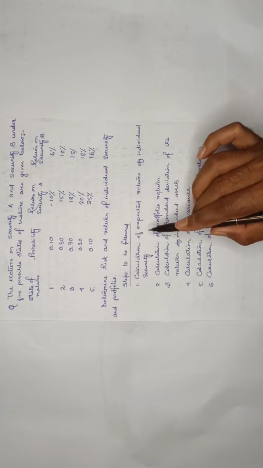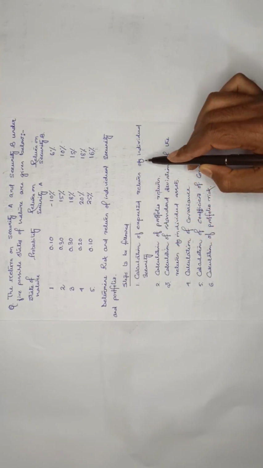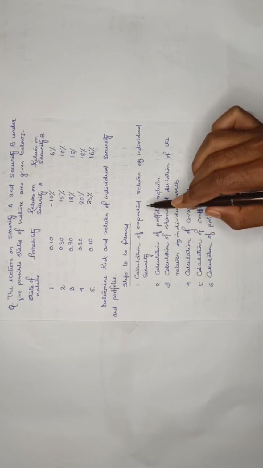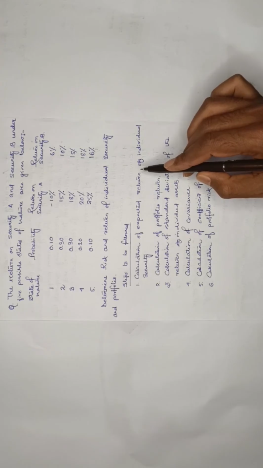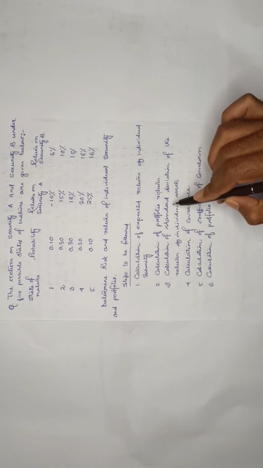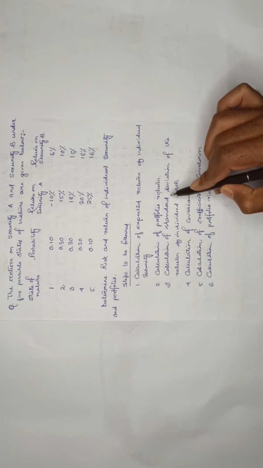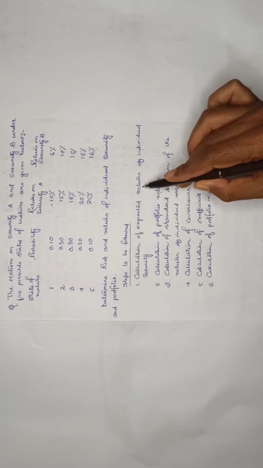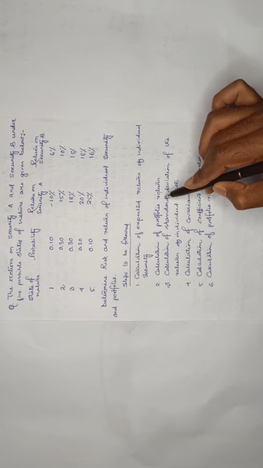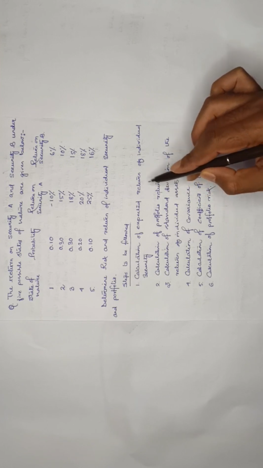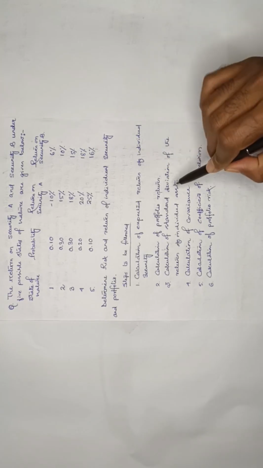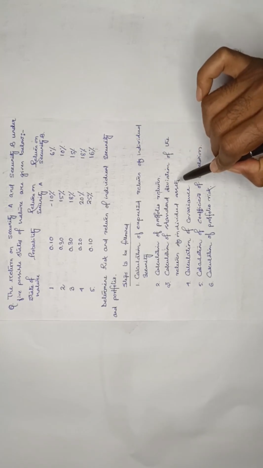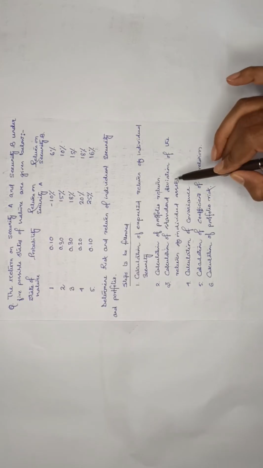First, I will calculate the expected return of individual security. That will help me in calculating the standard deviation. Standard deviation is used to calculate the risk. Then after calculating expected return, I will calculate the portfolio return. So portfolio as well as individual security return calculation is done. After that, I will calculate the standard deviation of individual security.